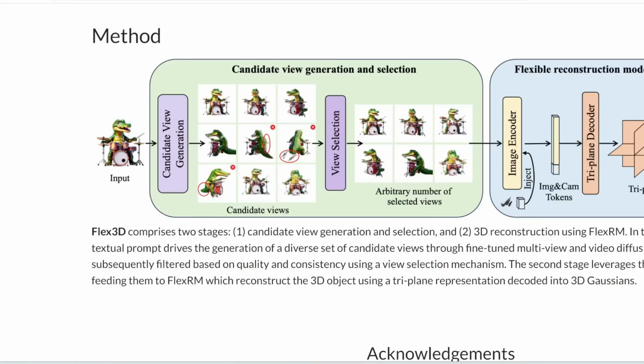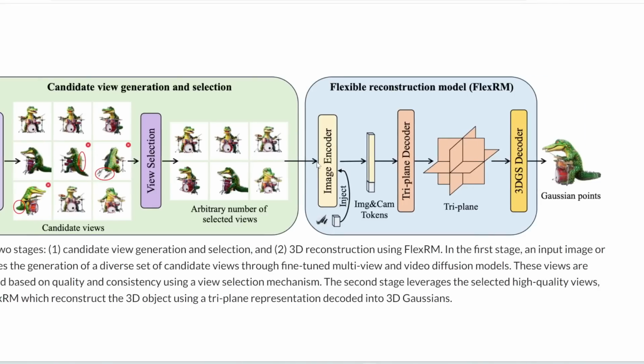And then after it's done generating these photos at different angles, these are fed into the second stage, which uses a flexible reconstruction model, also called FlexRM, to create the 3D model. And this model is designed to produce high-quality 3D content without high computational requirements.